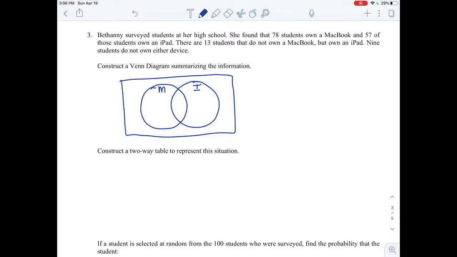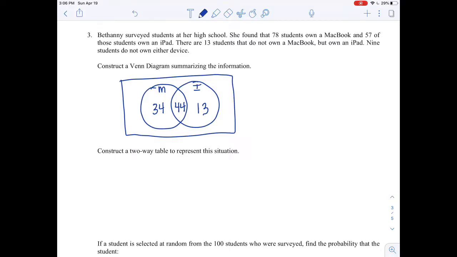It says there are 13 students that do not own a MacBook but own an iPad. Okay, so own an iPad but no MacBook, that's 13 students that would fall in that I circle but not in the overlap. Well, now I know there's 57 students that own an iPad, so 57 minus 13 tells me that there are then 44 people in the overlap. If I knew that there were 78 that should own a MacBook, when I do 78 minus 44, that tells me that there should be 34 people who just own a MacBook.